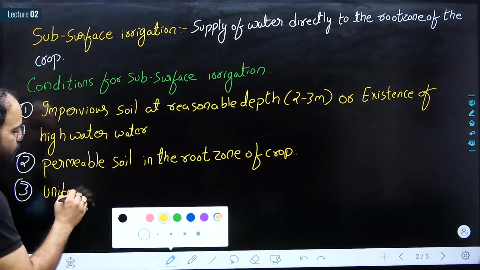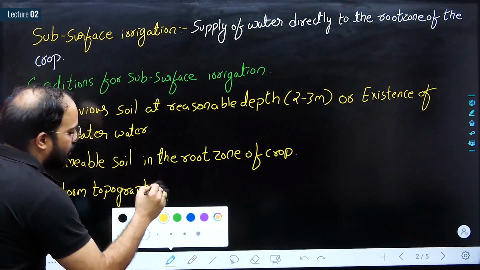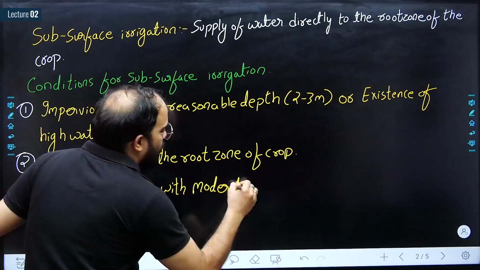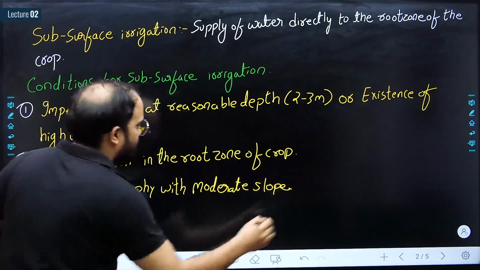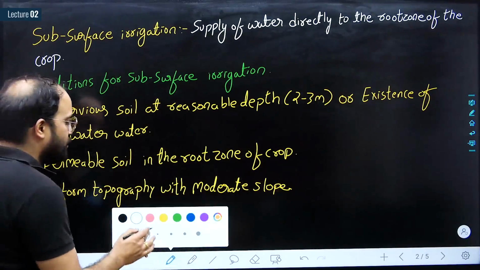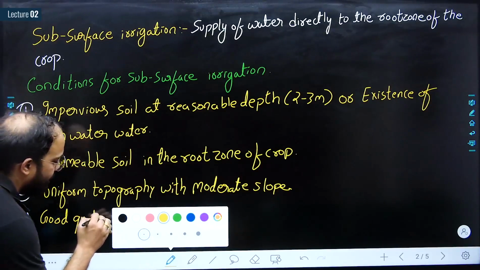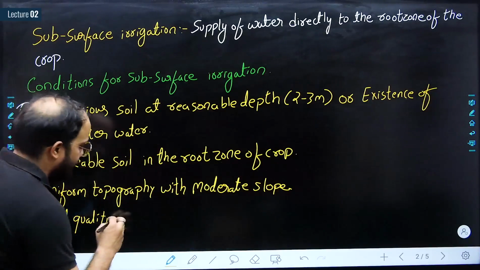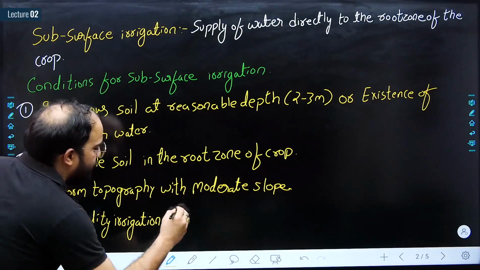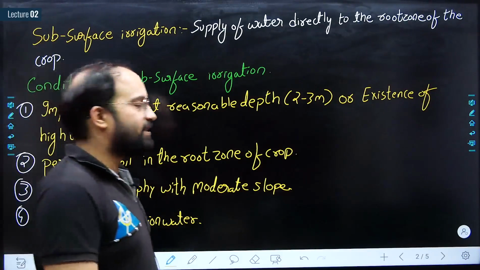The farm should have uniform topography with moderate slope. And last but not least, the water should be of good quality. So we should have good quality irrigation water. So these conditions should be fulfilled for any subsurface irrigation.